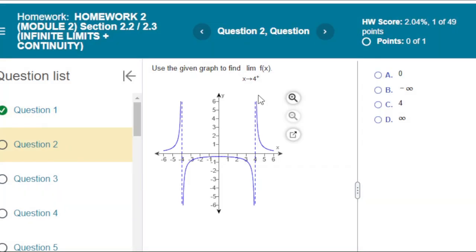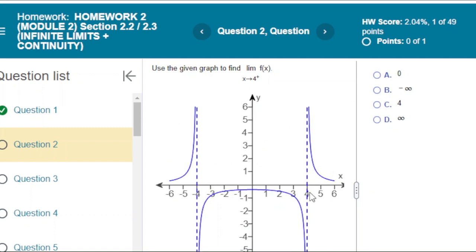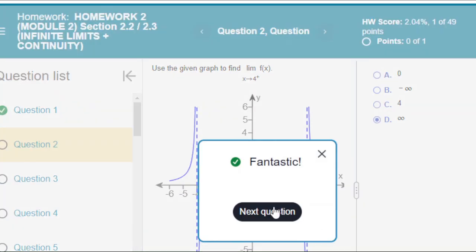Okay, the next one is going to involve an infinite limit. So we have the limit as x approaches 4 from the right of this function f of x. Notice here's 4 right here. As we approach from the right, the function values are getting bigger and bigger, right? If I plugged in 4.1, I would get a really big output, maybe 10. Or 4.001, I would get an output of maybe 100 or 1,000. The closer we get to 4, the bigger our outputs are getting. So we have an infinite limit as we approach 4 from the right: positive infinity.